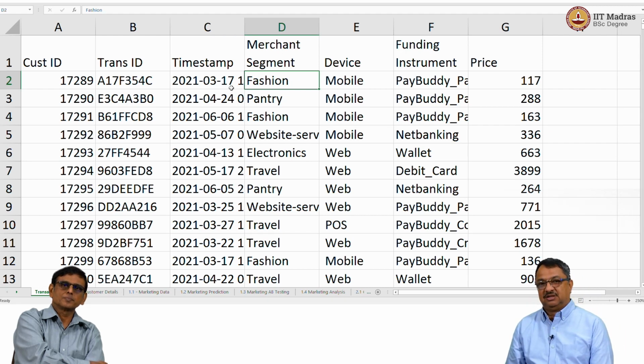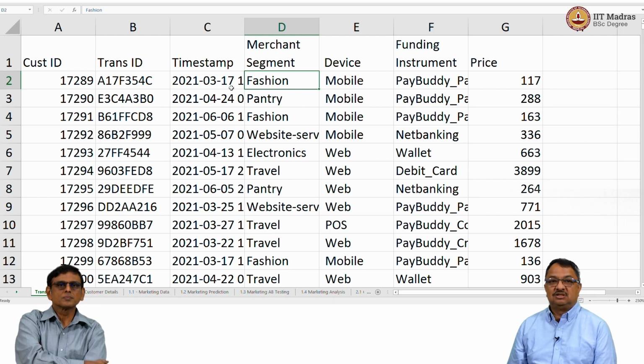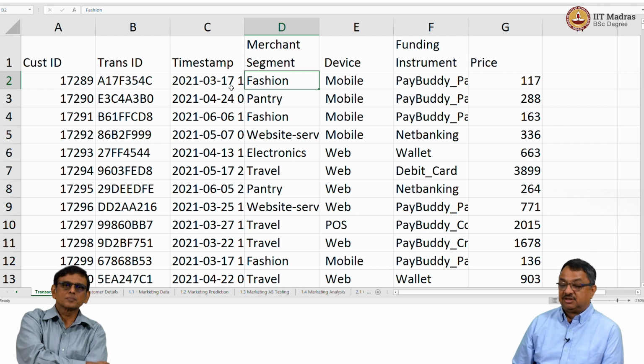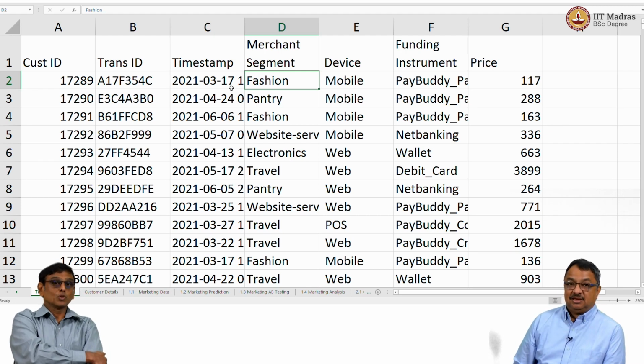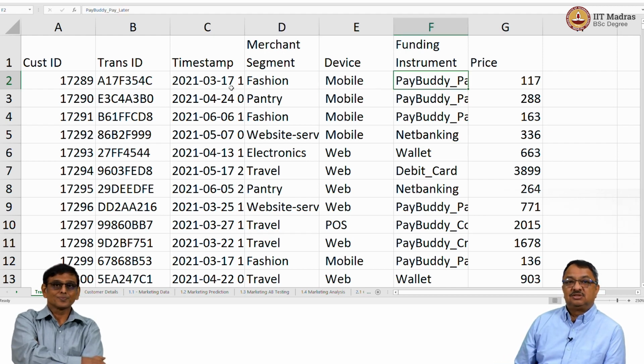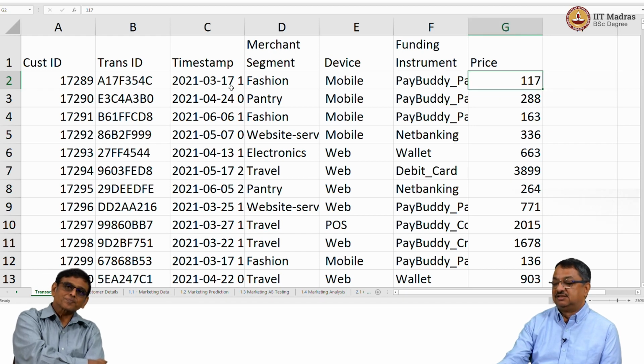If you remember in our FabMart case, we had called this lifestyle. Here they are calling it fashion. On 17th of March 2021, around 12 in the afternoon, this person seems to have bought some fashion item using his mobile device. And the way he paid was he used PayBuddy Pay Later. The value of the transaction was $117. So this is transaction data. That is customer data.